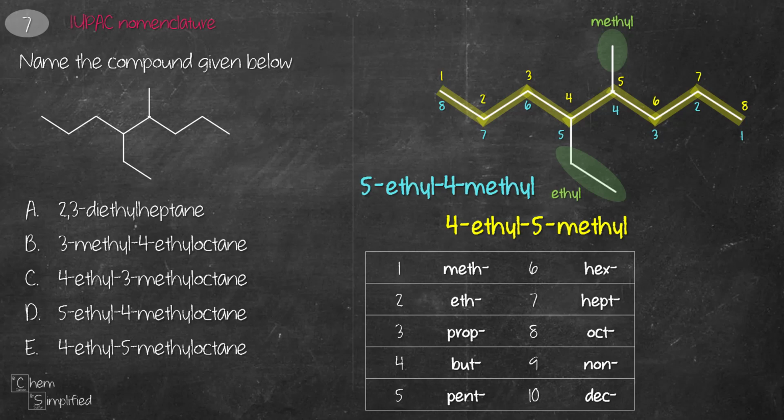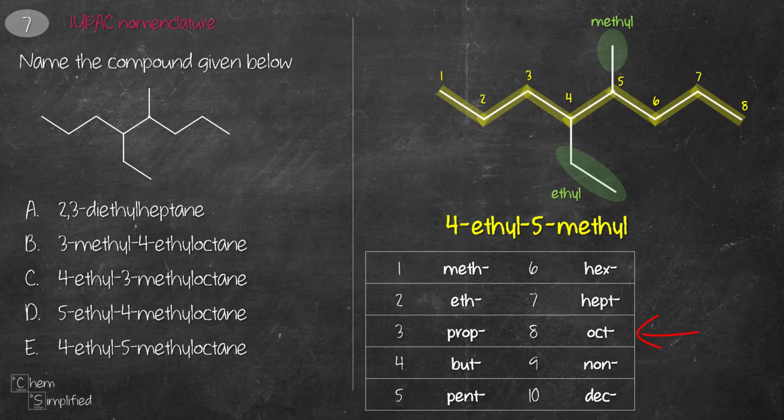Since we need to alphabetize our substituent, ethyl comes before methyl. Reason being, E comes before M. And for that reason, we're going to prioritize ethyl first over methyl. And therefore, we're going to go with the 4 ethyl, 5 methyl as part of our final answer.